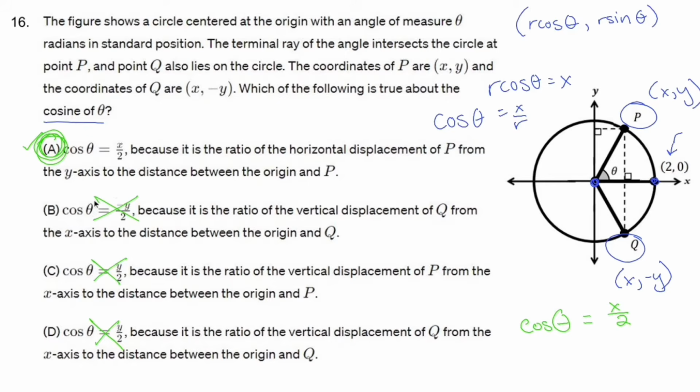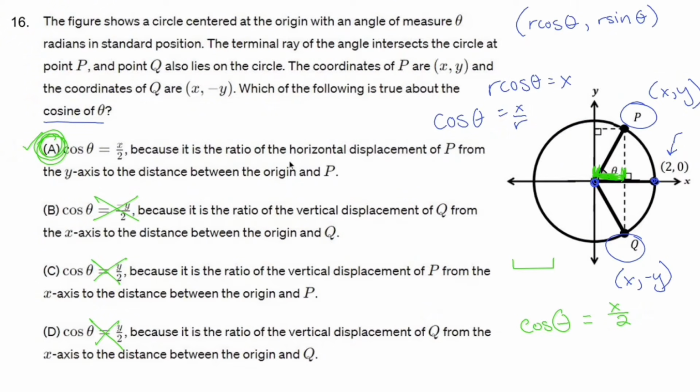Now let's try to understand why, just for funsies, because it is the ratio of the horizontal displacement from P to the y-axis to the distance between the origin and P. So what that is saying is, since cosine is an x value, cosine gives you that horizontal displacement. Horizontal displacement means how far am I going left to right? So if it gives me an x value, that means we care about horizontal displacement.